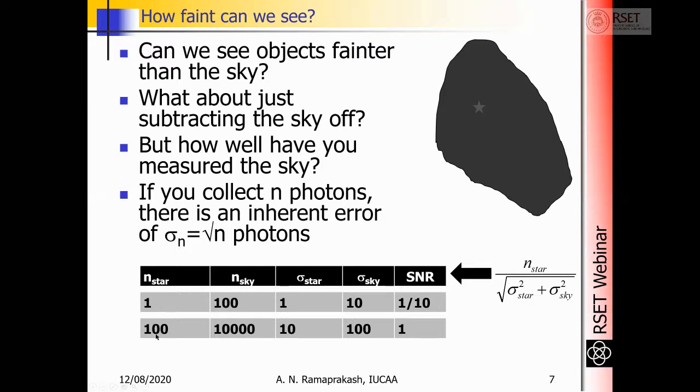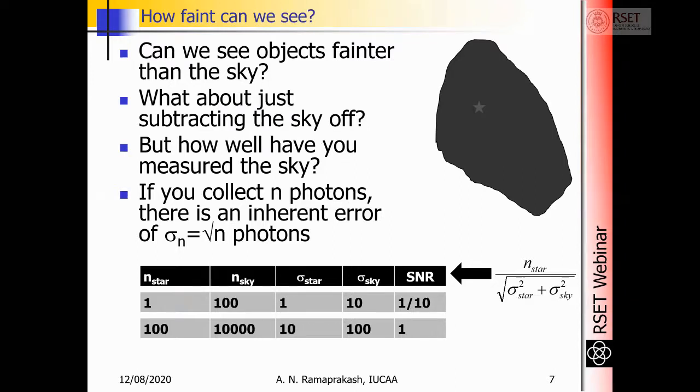So the starlight goes up by a factor of 100. The skylight also goes up by a factor of 100. But now the total noise is the square root of 10 squared plus 100 squared, which is something like 100. But the signal is also 100. So the signal to noise ratio has now become 1, which means the number of photons coming from the star is comparable to your uncertainty in measurement. You may start suspecting that there is a star sitting there.